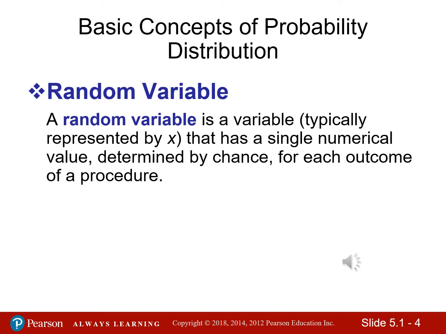A random variable is a variable typically represented by x that has a single numerical value determined by chance for each outcome of a procedure. We could also say that a random variable is numerical in the same way that x is numerical, except it is attached to a random event.